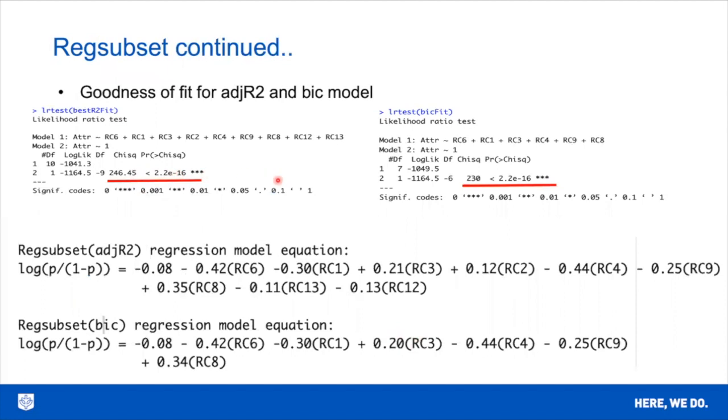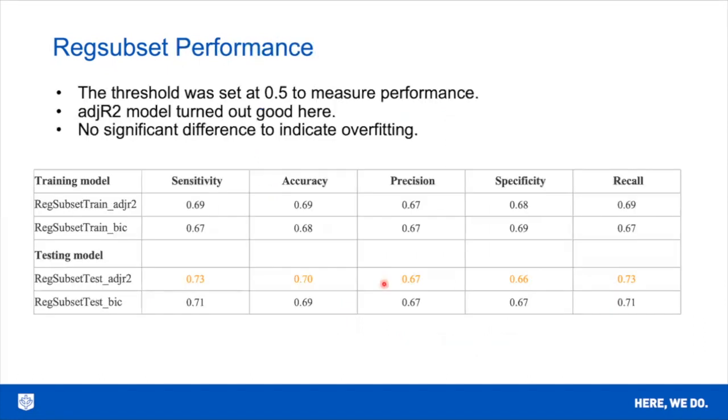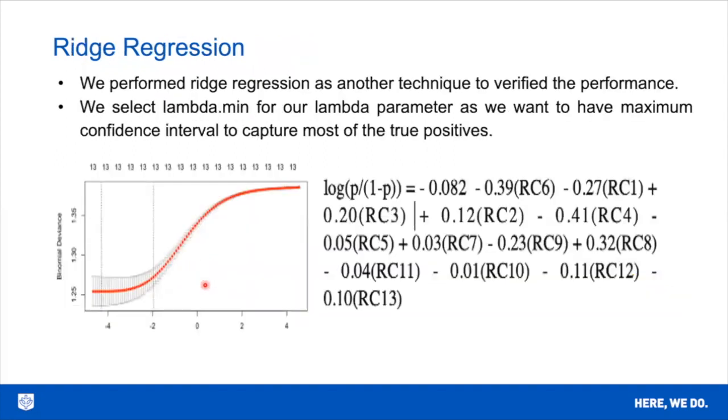This is the comparison of the goodness of fit for the adjusted R-square and the BIC, which are pretty decent. And this is the model equation that we had. A couple of them have positive coefficients, and a couple of them have negative coefficients. For the reg subset performance, we had the adjusted R-square for training and testing, and similarly BIC for training and testing, and we see the adjusted R-square with the testing came out pretty good, a little bit better than the other ones.